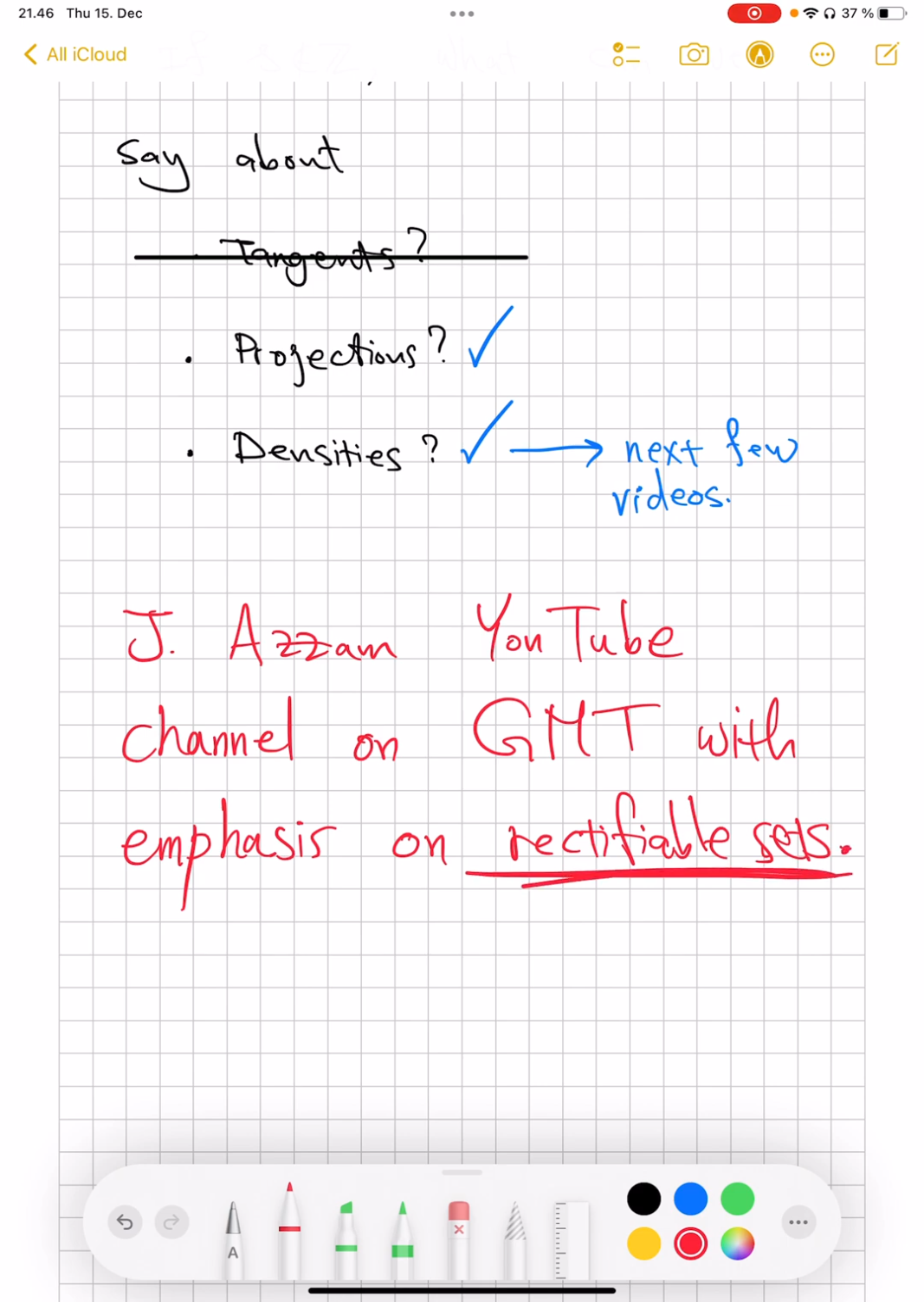They are beautifully made and without proofs and lots of examples, but he occasionally does give proofs and gives a general broad idea of the concepts involved. I will put a link in the description to the channel and also to specific videos. For example, the ones that discuss density or Preiss's theorem or Marstrand's theorem.